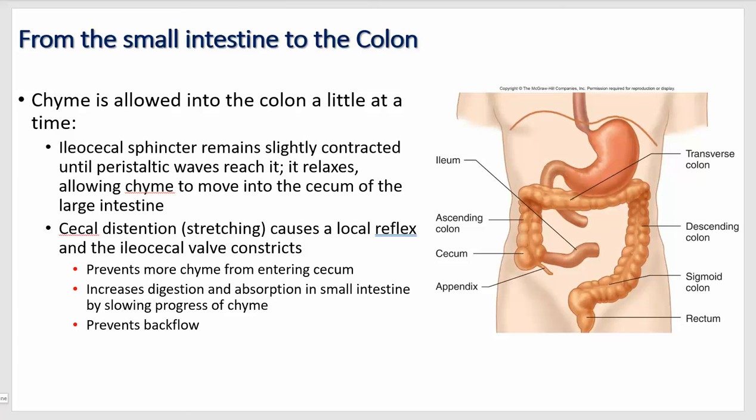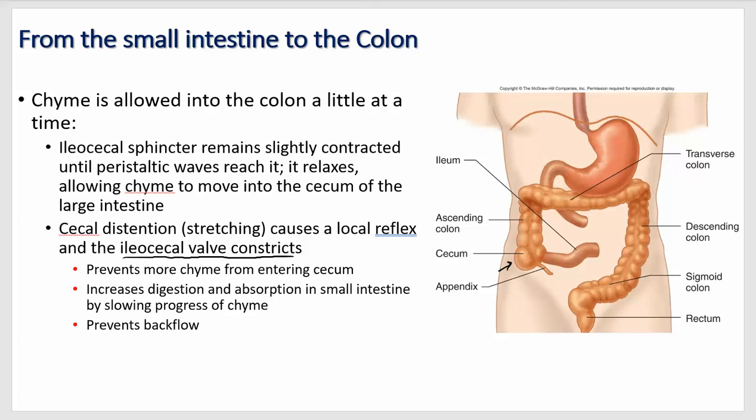The ileocecal valve. It's a little at a time through the ileocecal sphincter, and so it will remain slightly contracted, and peristaltic waves hit it, and then it relaxes, opens up, lets some chyme move through into the cecum, that first bulbous early part of the colon, or the large intestine, and then it will close again.